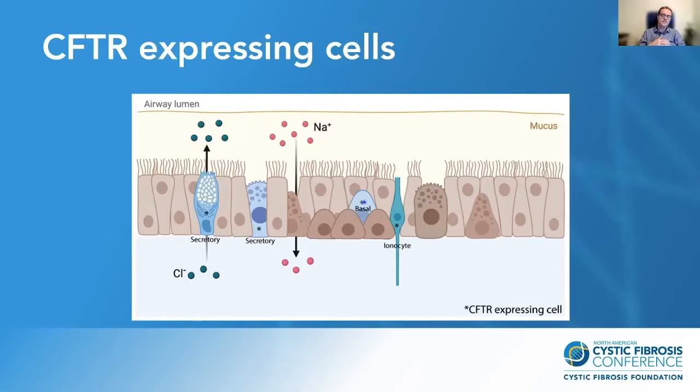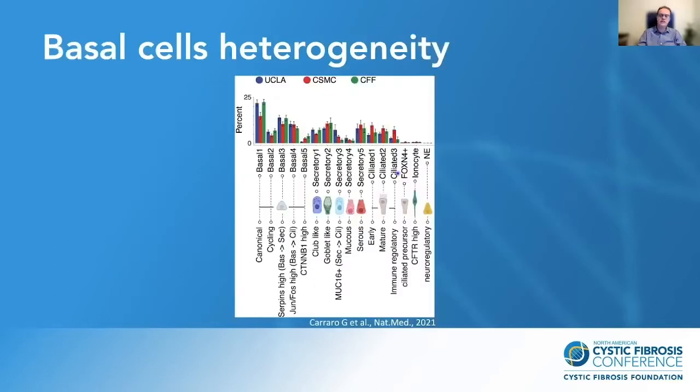In particular, it's interesting that subsets of basal cells may be contributing, because we know the basal cells are the stem cells in the lung that can themselves differentiate into secretory cells as well as into ionocytes. And so for us, it was really important to dissect in more detail the diversity of basal cells. And here is a summary of the 5 different subsets of basal cells that we were able to identify.